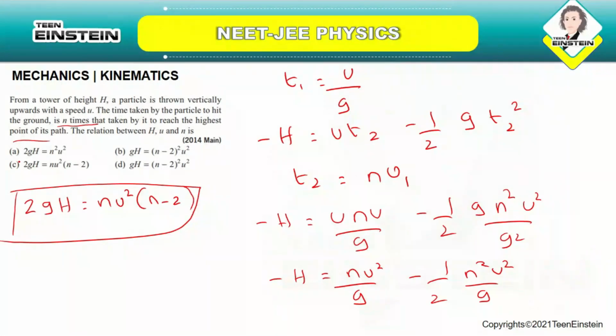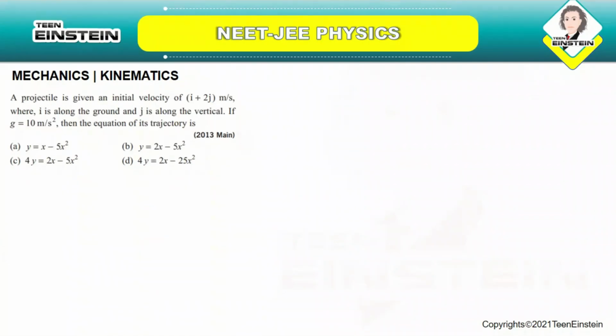Okay, so the correct answer is option number C. 2gh is equal to n u square into n minus 2. Okay, let us now move on to the next question. A projectile is given an initial velocity of i plus 2j meter per second, where i is along the ground and j is along the vertical. If g is equal to 10 meter per second square, then the equation of the trajectory is.